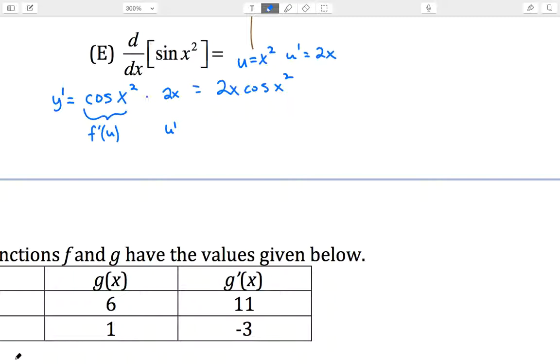Okay? Yay! Easy peasy, right? So what's the final answer? The final answer is 2x cosine x squared. What questions do you have so far? I like this. Yeah, pretty fun, right? Pretty fun.